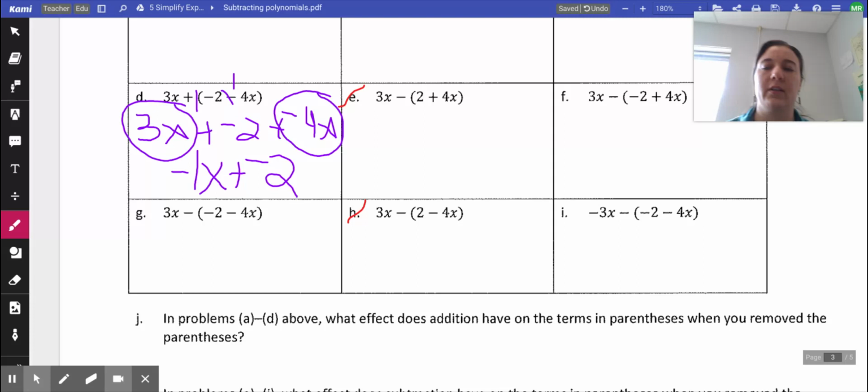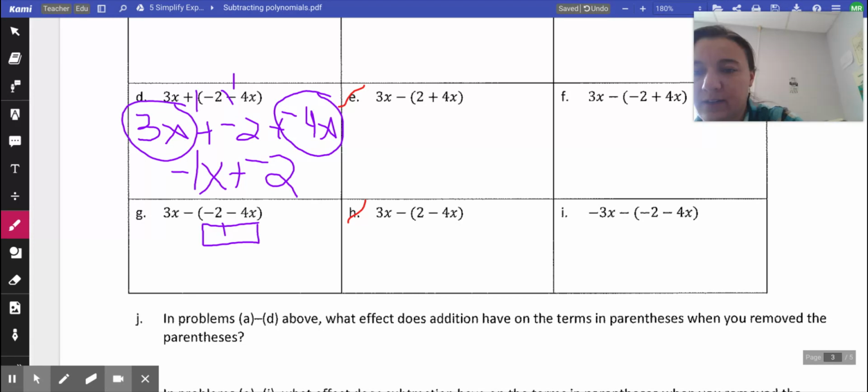And this negative 2 had nobody to combine with, so it gets copied. Okay? Different than this one, I have parentheses, so I'm going to draw my box. There's 2 terms. What's touching the parentheses is a negative with an invisible 1 that I will now make visible. Negative 1 times a negative 2 is a positive 2.